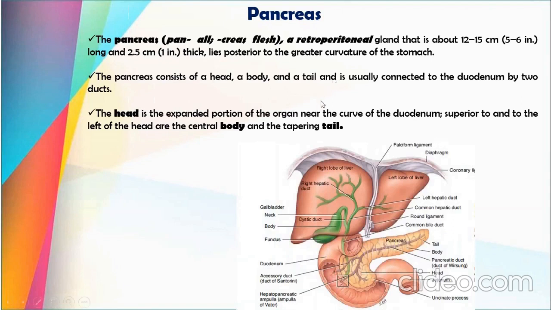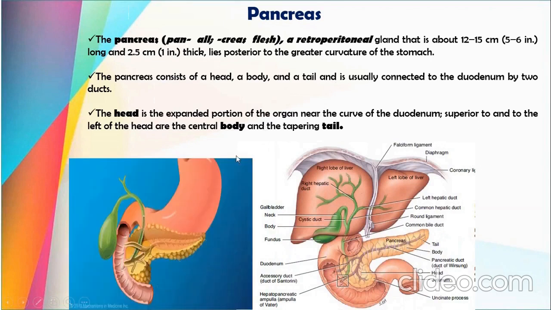Now see the diagram. Here is the pancreas, which contains the tail, body, and head. Head of the pancreas, body of the pancreas, and here is the tail of the pancreas.